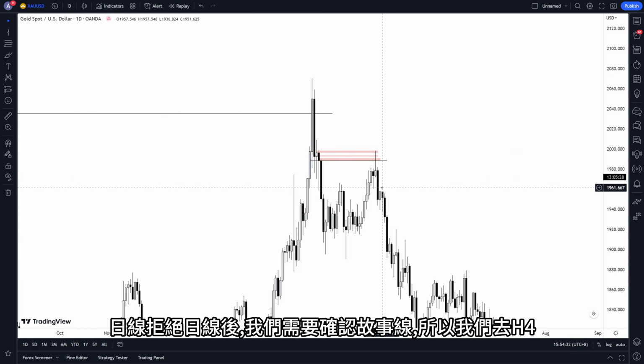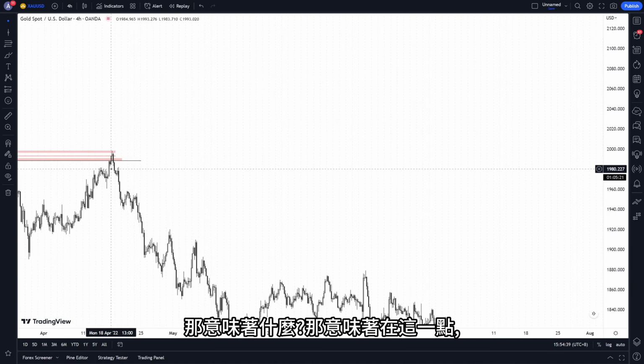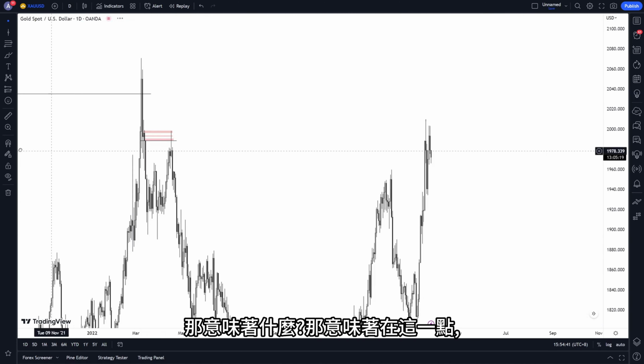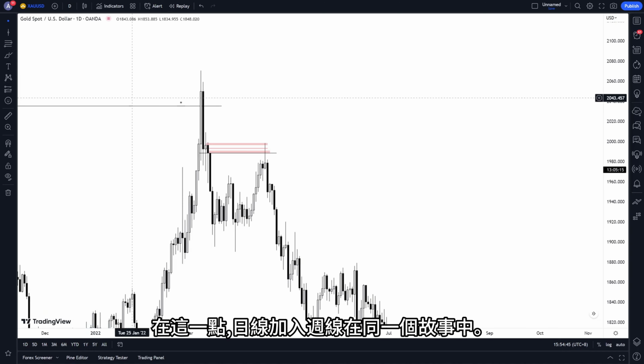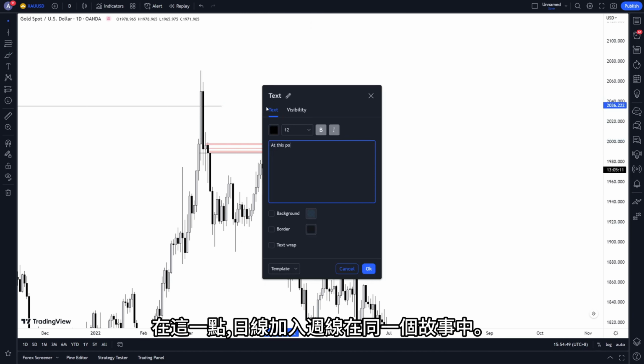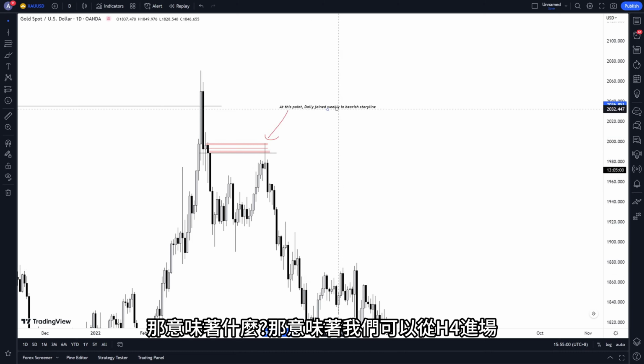Which one does the daily reject daily? After the daily reject daily, we need to confirm the storyline, so we go to H4. And we see that H4 has itself a break. If H4 has itself a break, what does that mean? That means at this point, the daily joined the weekly in bearish. That's it. At this point, the daily joined the weekly in the bearish storyline.